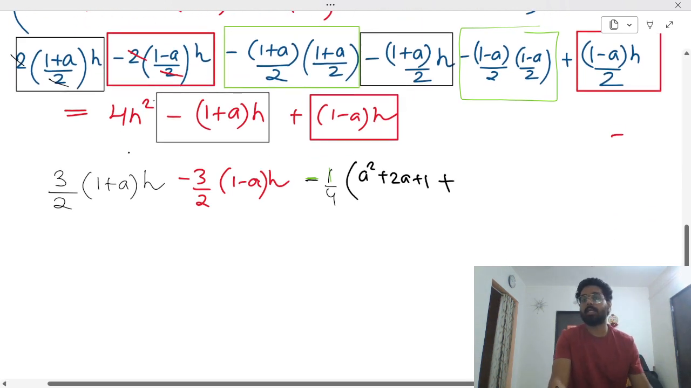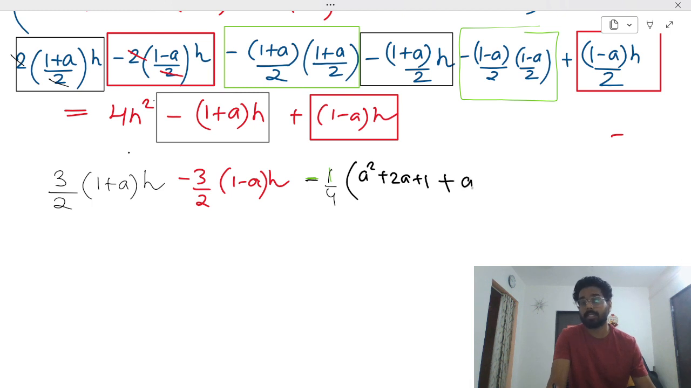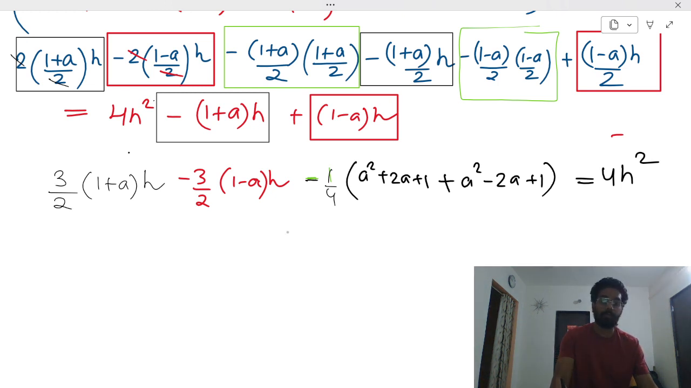So (1 - a)(1 - a), or 1 minus a whole square, is a square minus 2a plus 1. Alright, that's what we're going to have, and on the other part we are going to have 4x square. That's all. Now we are just about to have our answer. Solve this part. 3 by 2 minus 3 by 2 will get cancelled. 3 by 2 into ah minus of minus 3 by 2, it's 3ah.